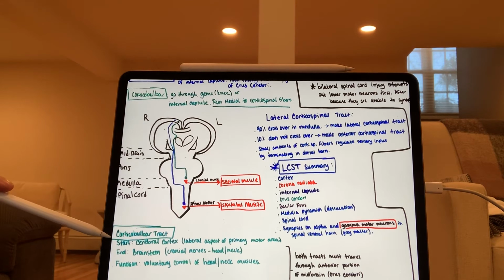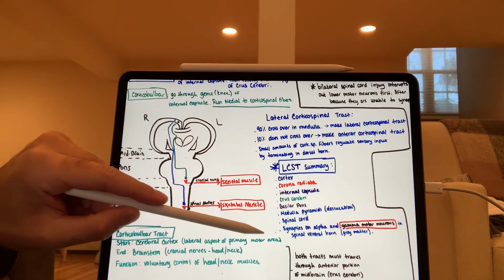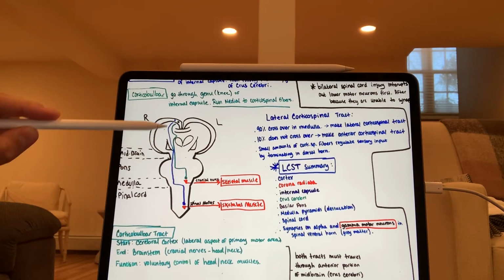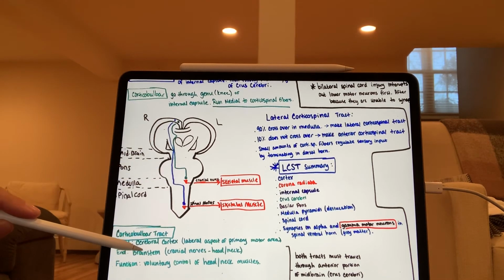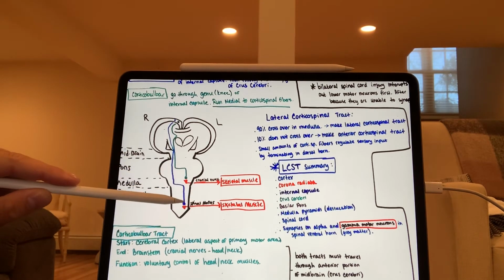And then just to stem off that, you have the corticobulbar tract. The main things about it is that this starts in the cerebral cortex, on the lateral aspect of the primary motor area, and it's going to end all the way in the brainstem. It's important to note that this is going to end in the brainstem, whereas the other pathway ends all the way down in the spinal cord.